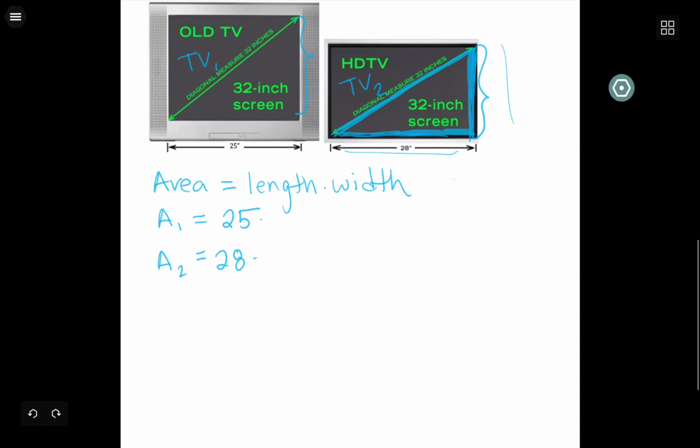So I need to use the information that the hypotenuse of that triangle I just drew has to be 32 and the base has to be 28. So we're going to jump a little ways back now. We reviewed a little bit of the Pythagorean theorem early on. I think it might have even been in chapter 1.